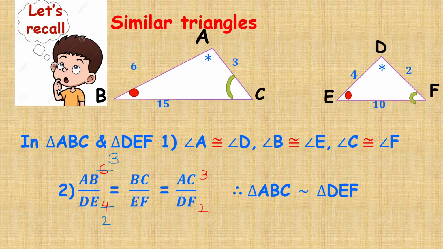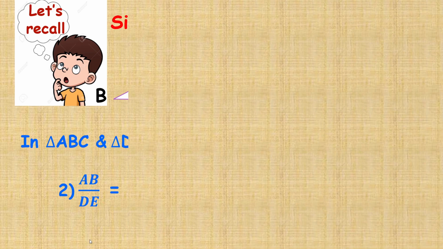Also, if we simplify BC upon EF, we will also get 3 upon 2. That means the ratio of corresponding sides are equal. Therefore, corresponding sides are in proportion. Then we say that these two triangles are similar. There are two conditions: the corresponding angles are congruent and corresponding sides are in proportion.